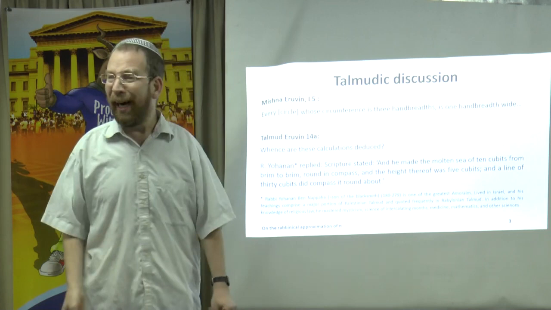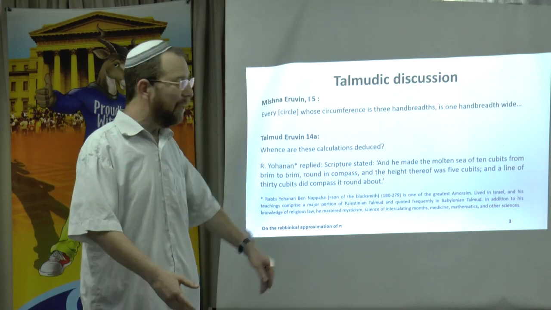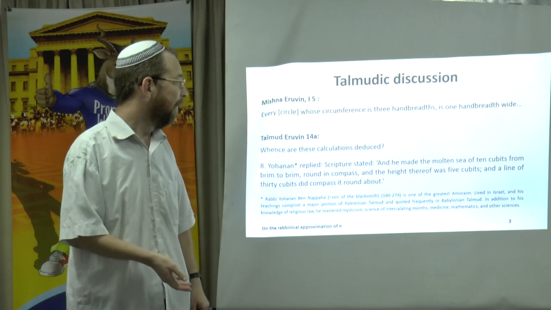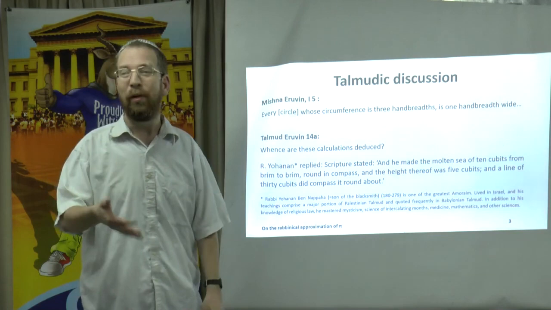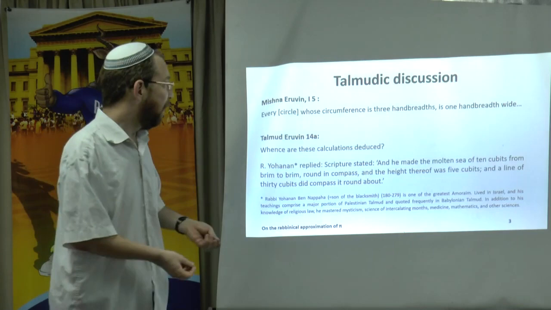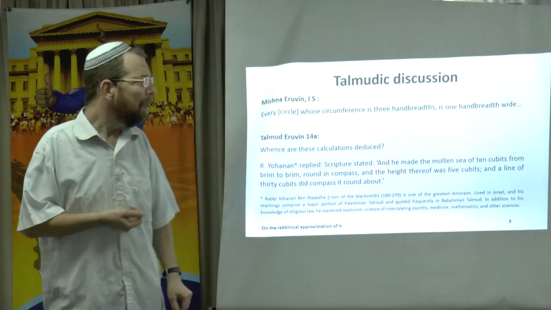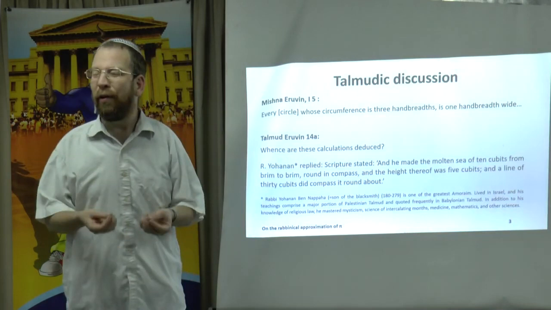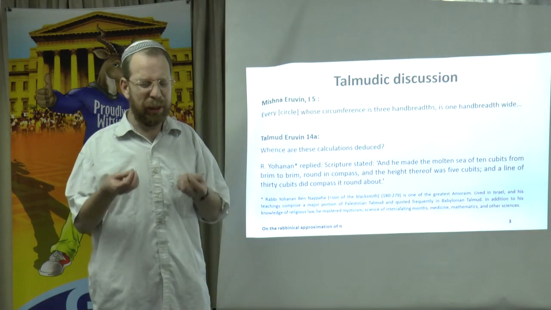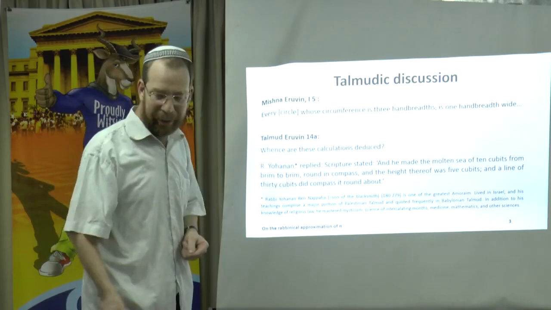Now Rabbi Yochanan, who was one of the greatest Amoraim, composed a large part of the Palestinian Talmud, and is also mentioned many times in the Babylonian Talmud. He answers the question of where we know that the ratio is three: from the verse in King Solomon's temple about the molten sea. So our source for the rule mentioned in the Mishnah is the verse in King Solomon's temple.